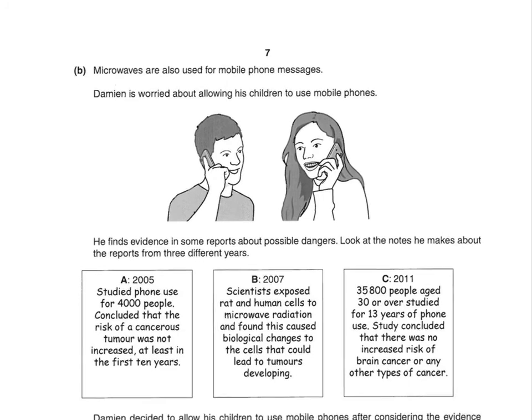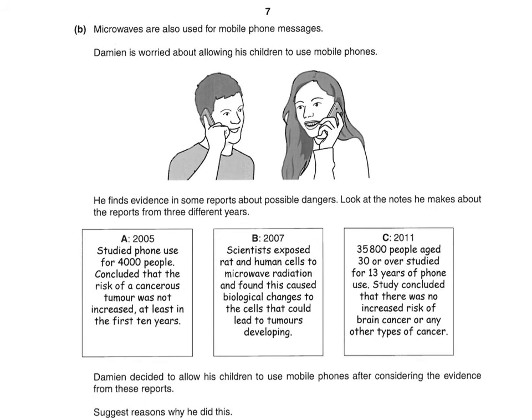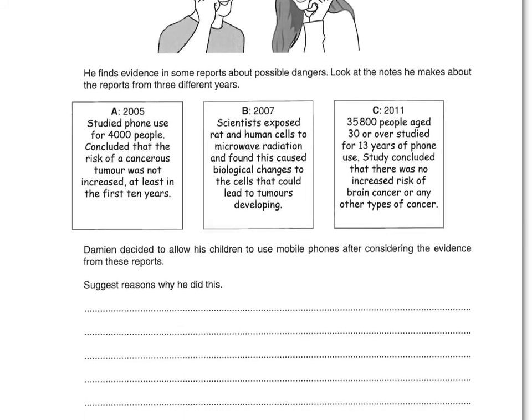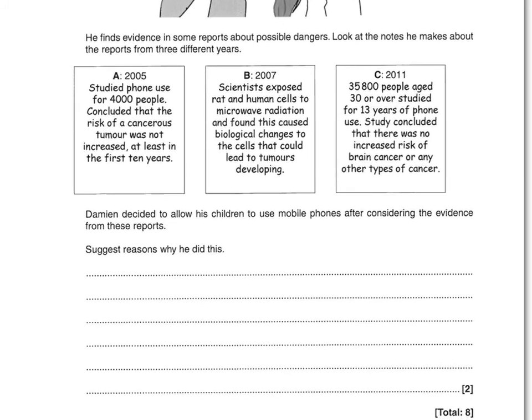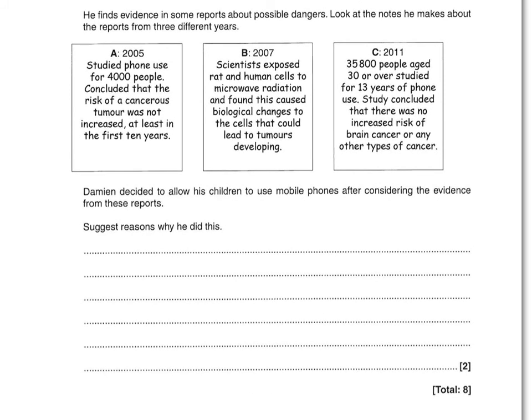Microwaves are also used for mobile phone messages. Damien is worried about allowing his children to use mobile phones. He finds evidence in some reports about possible dangers. Look at the notes he made. So there's A, B and C. You can read those yourself. Damien decided to allow his children to use mobile phones after considering the evidence from these reports. Suggest reasons why he did this.